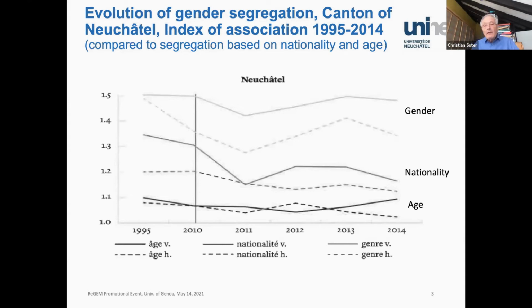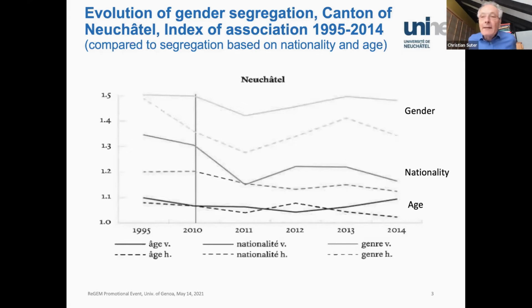There is some kind of evolution in time with respect to nationality, the declining of segregation. We do also see some evolution with respect to the horizontal gender segregation, but the vertical gender segregation remains very stable on this level of 1.5, which means an over representation of males in top positions. So this is just to show you a kind of application on regional level.